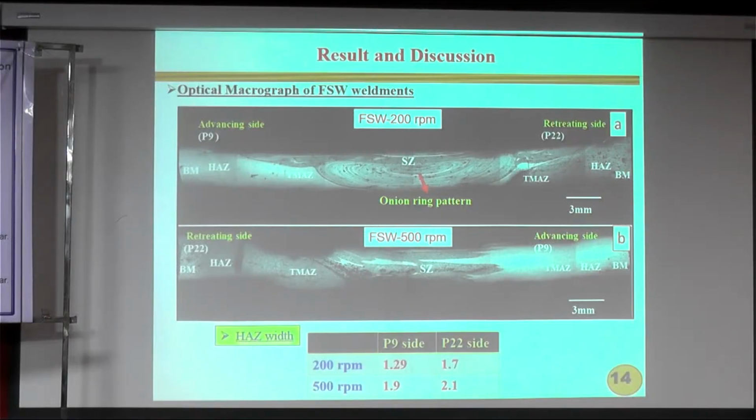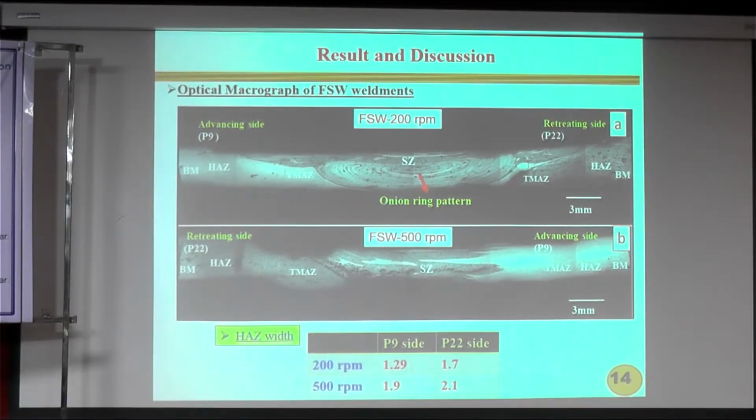Here the heat affected zone size we have measured with respect to different RPM. In the case of 200 RPM, the heat affected zone size is 1.25 mm. In the case of 500 RPM, it is 1.9. With increasing rotational speed, the heat affected zone size also increases, because the rotational speed will decide the thermal cycle. Since a high thermal cycle will give a higher width, that is why it is increasing.